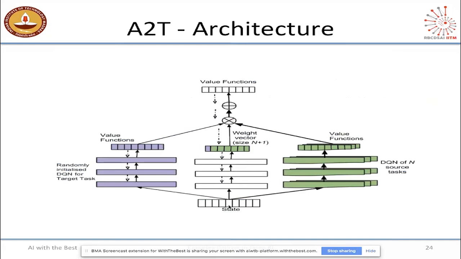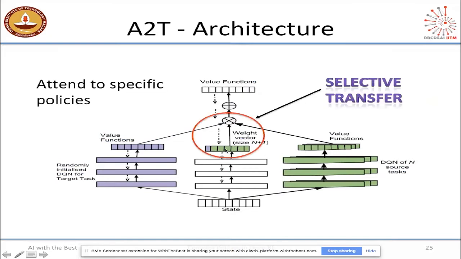And here is a simple architecture that we use. We call it the A2T architecture. And so you have a set of experts. You can see the stack of green networks on one side, right? These could be the policy networks or the Q networks of n different source tasks, right? And I have an attention network, which learns weights for each one of these value functions. This is an attention weight. So basically, it tells me which one of these expert tasks I should pay attention to. So this allows me to do the selective transfer.